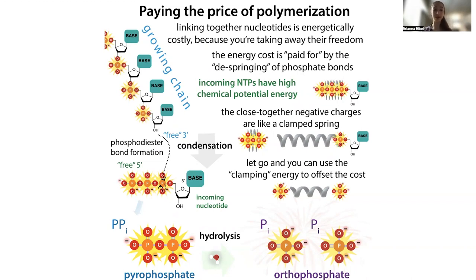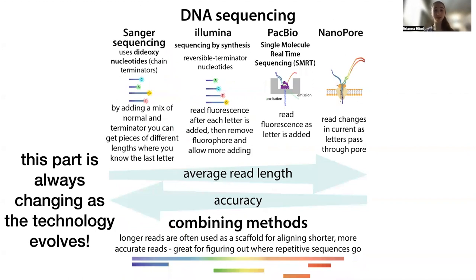We're going to rely on having a free 3' OH. And in some of the methods, we're going to rely on measuring the release of these phosphate groups. But how these different technologies do this is going to differ. So let's start with the traditional sequencing, the Sanger sequencing.